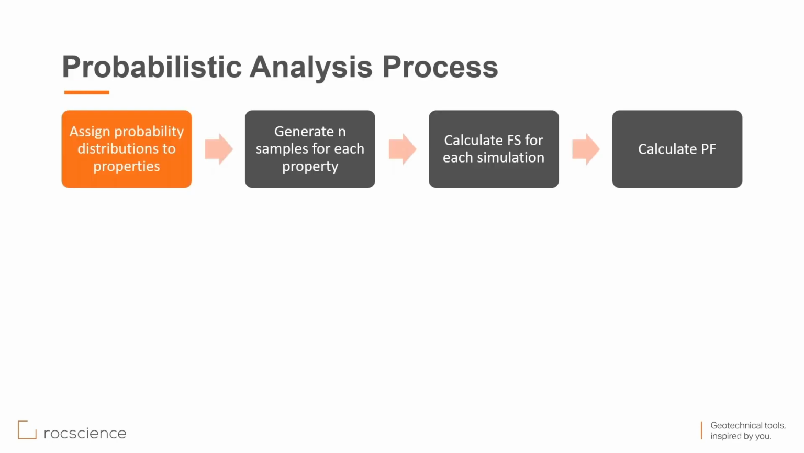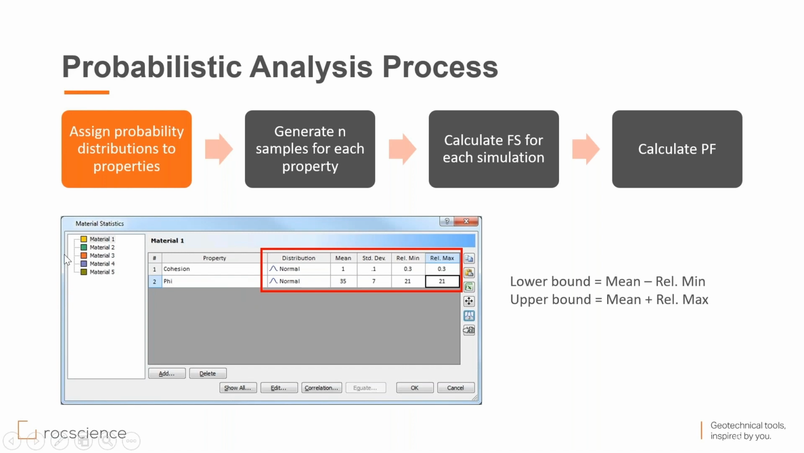So how do we set this up in Slide 2? The first step would be what we just did, coming up with the distributions for each parameter. So this is done in the material statistics dialog in Slide, which looks like this. Here we have, in the first material, cohesion and friction angle are random, both with normal distributions. These are the means, or the most likely values, and this is the standard deviation. The standard deviation describes how stretched the normal distribution is.